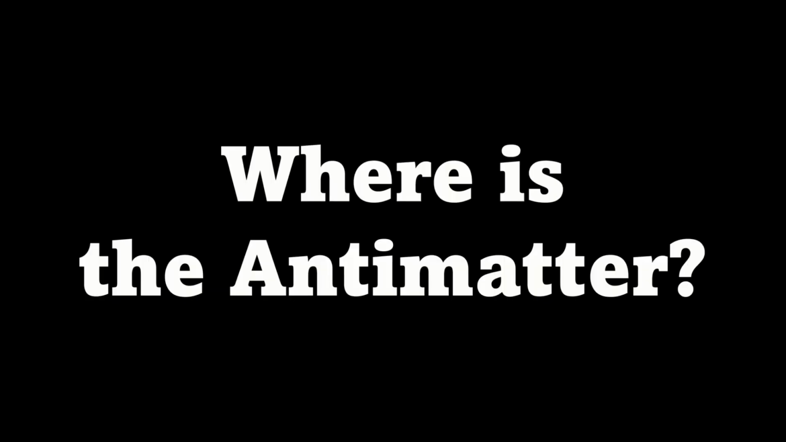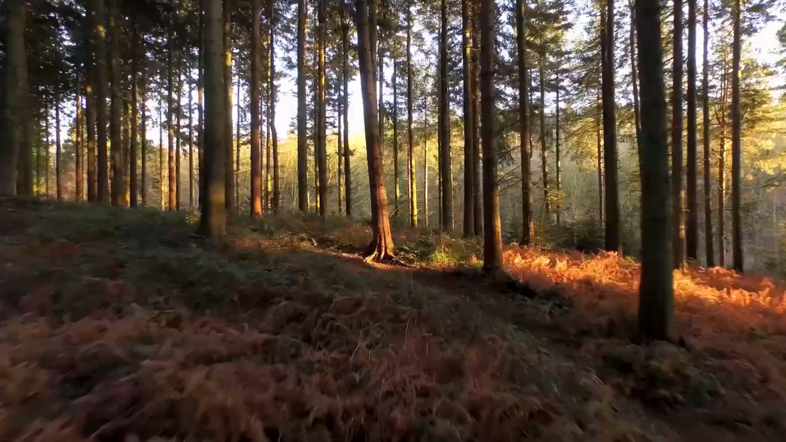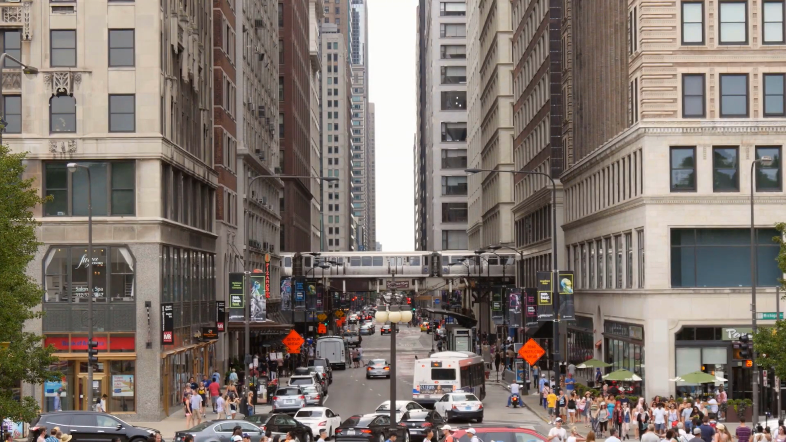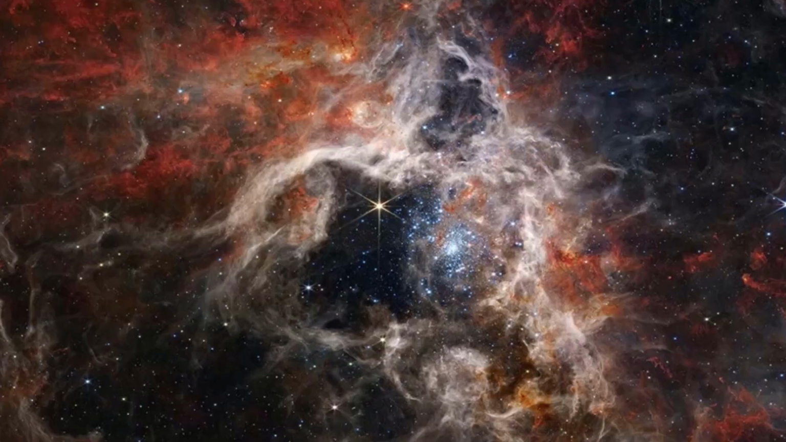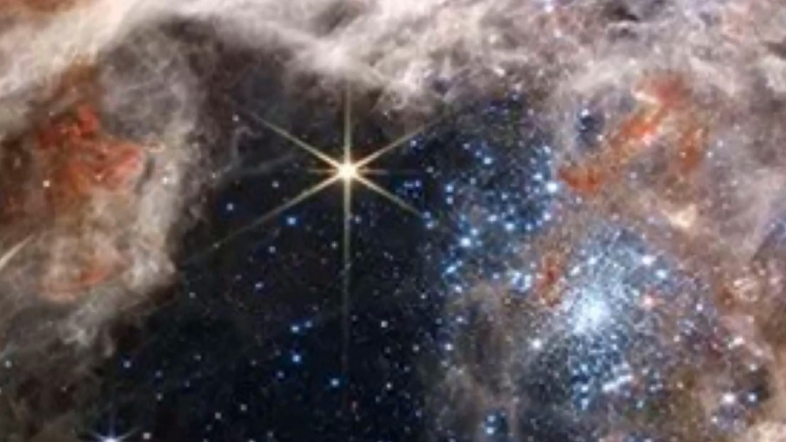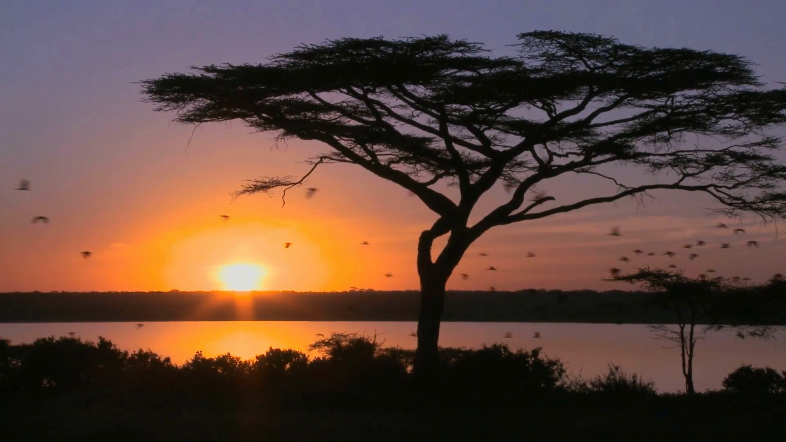So, where is the antimatter? It appears to be meshed in with the matter to form the neutrons and protons found in the nucleus of every atom in the universe. It's all there, just hiding in plain sight. But I found it.